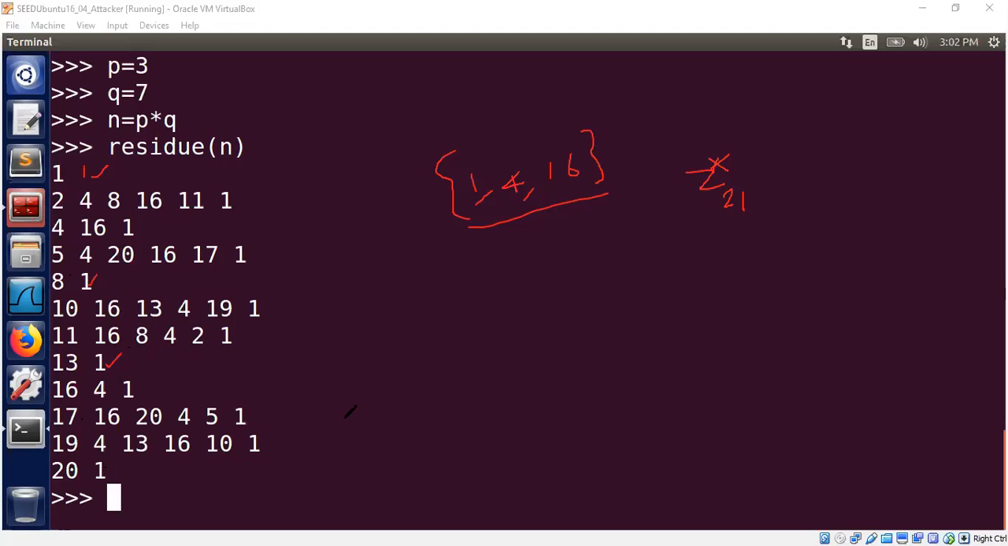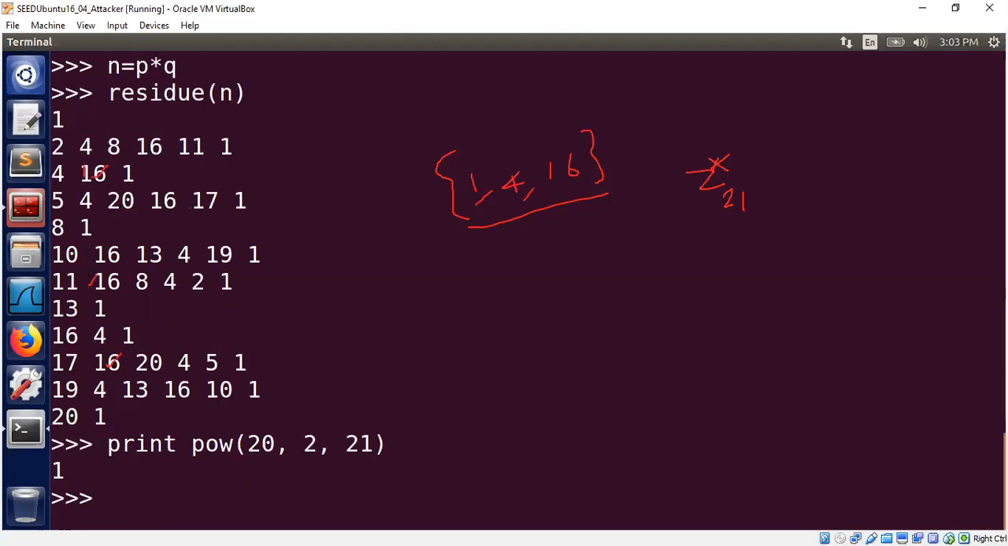I have a computer in front of me, so I can also quickly check. What is 20 times 20? 20 power 2, not 20 into 20. Both are the same anyway. So print 20, there's a power function, 20 power 2, mod n, where n is 21 in our case. As you can see, you get 1.